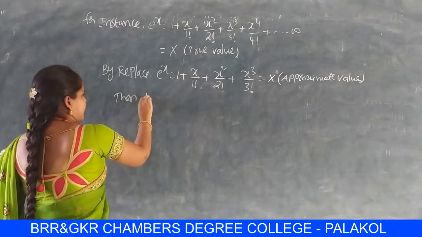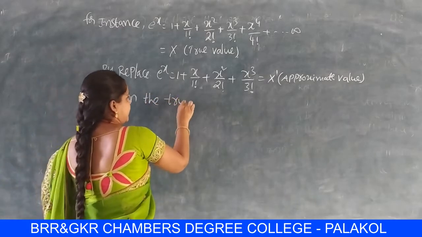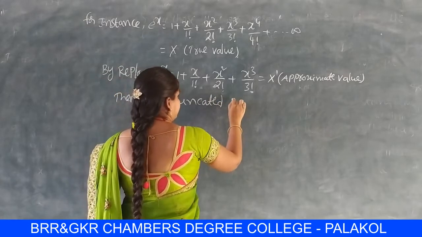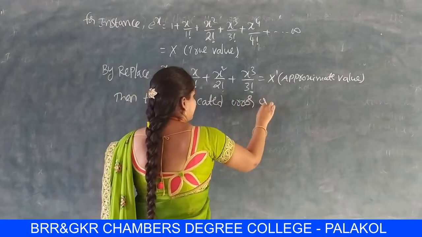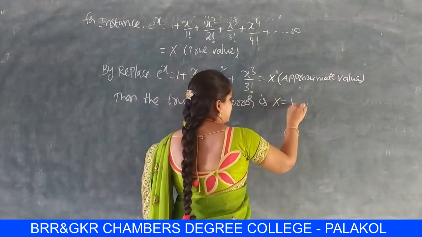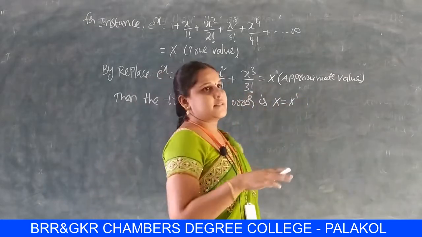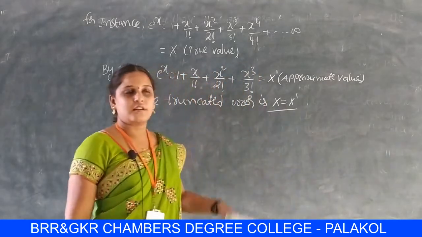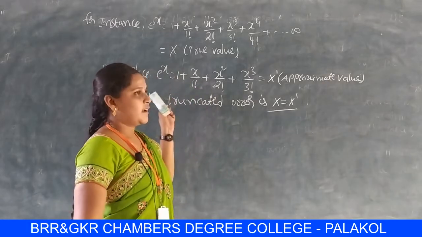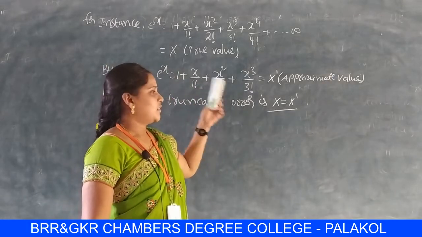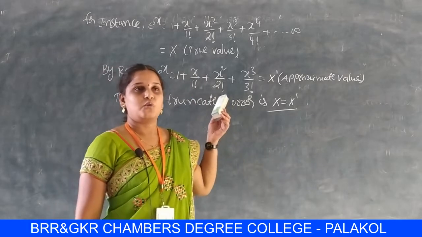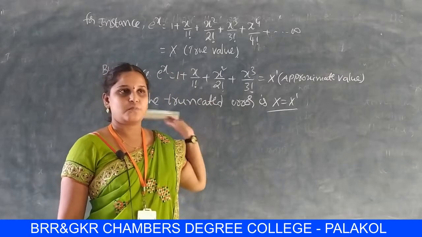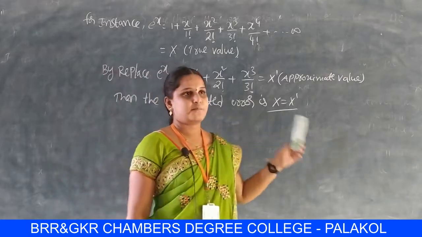Then the truncating error is x minus x dash, the true value minus the approximate value, which is the truncation error of the Taylor series. So these are the three types of errors, the numerical errors in computations, or different types of errors in numerical analysis. This topic is complete.